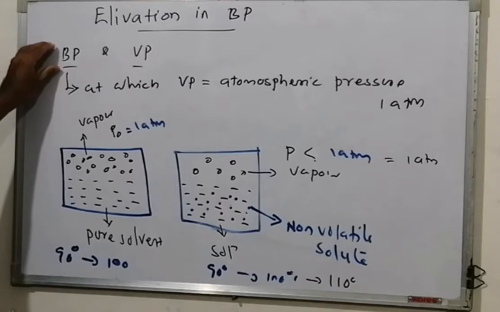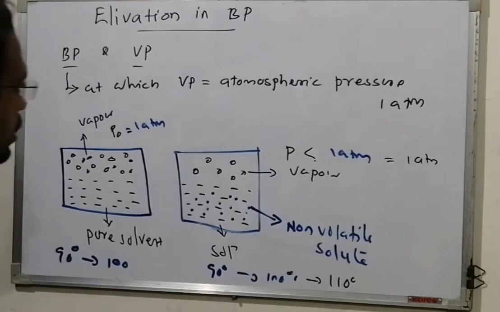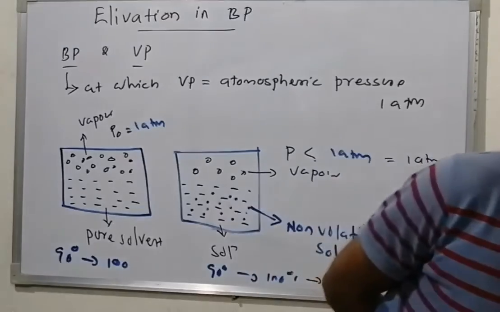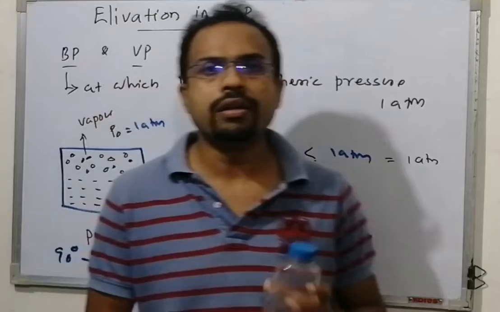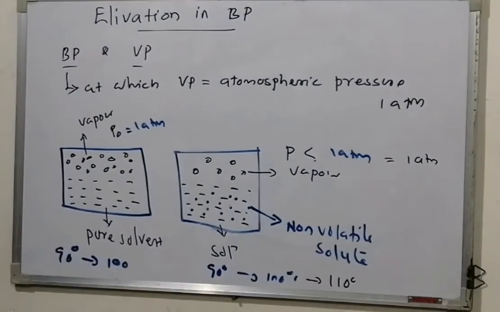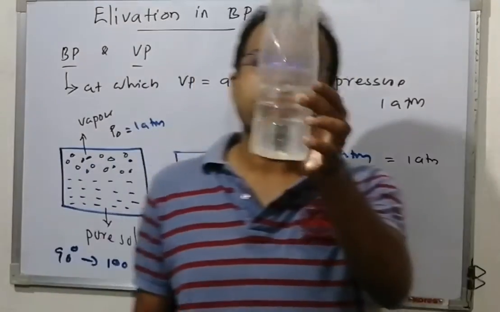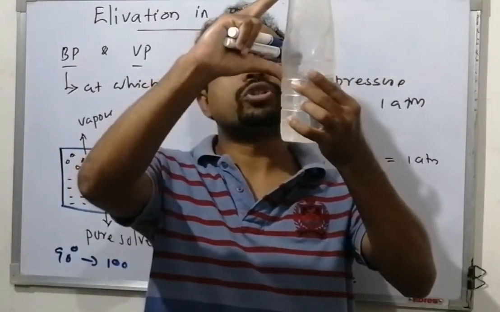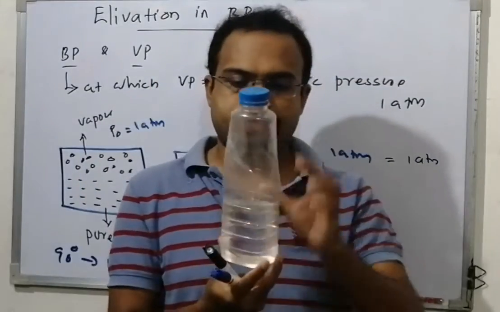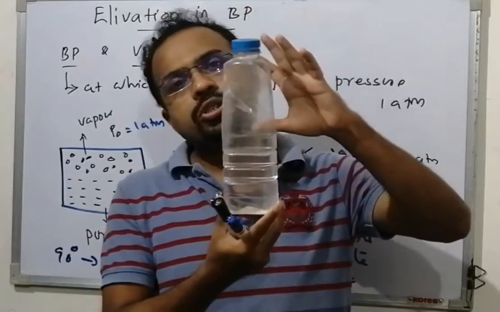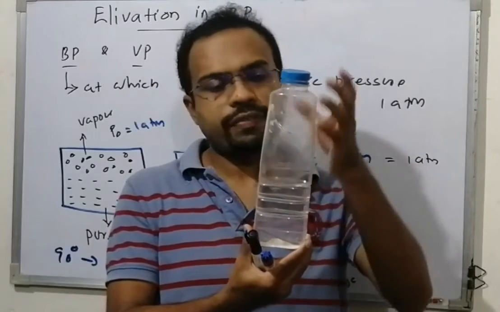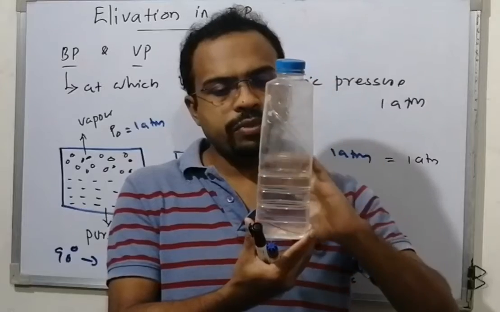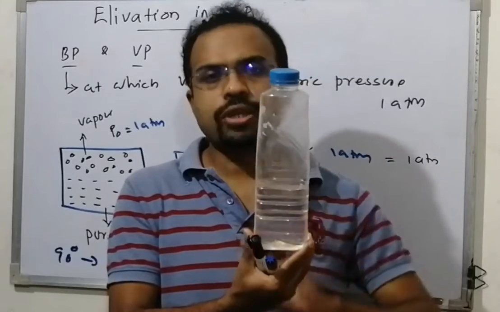Before that, we should know what a boiling point is and what vapor pressure is. We have already discussed them. I will give you one example. Imagine this bottle of water: this much is water, and this portion is empty. Will you say this is truly empty? There is a lot of water vapor filled here, and that water vapor is in equilibrium with the liquid water at this temperature.